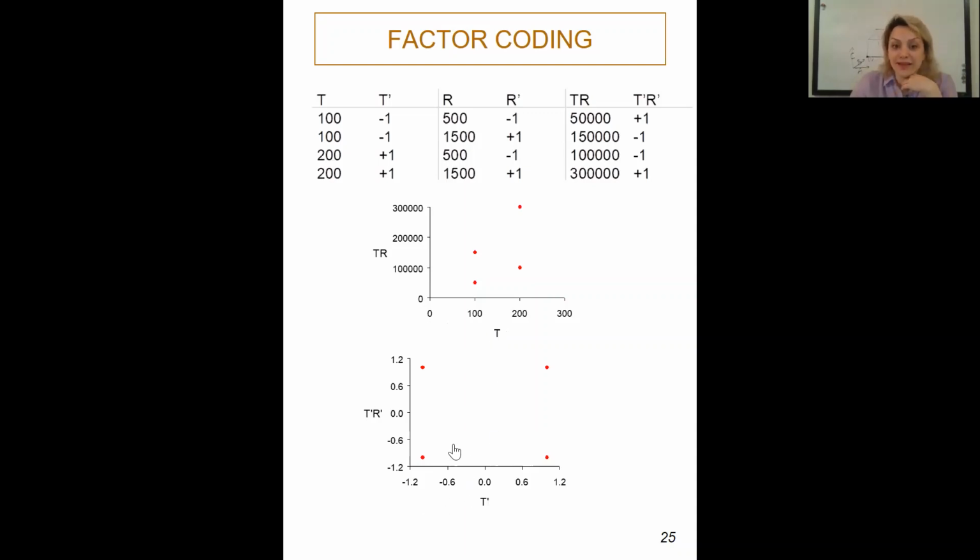And when you look at here, you can say this is orthogonal, right? So when we have T prime and R prime, the prime here means that we are working with the coded values of them.